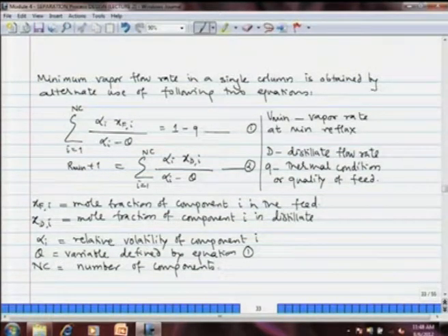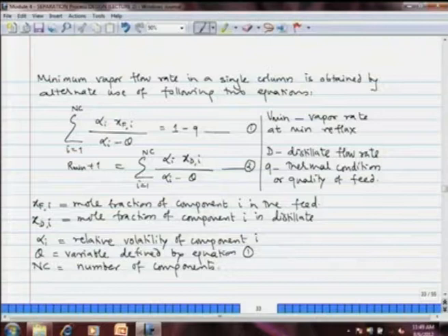Now, q is the thermal condition or quality of the feed. This aspect also you have dealt with in the course of mass transfer, the quality of the feed. When the feed is saturated liquid or liquid at its bubble point, then value of q is 0. Oh, sorry, value of q in that case is 1, if the feed is at its bubble point.